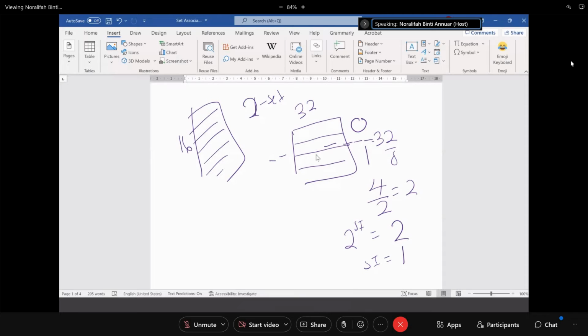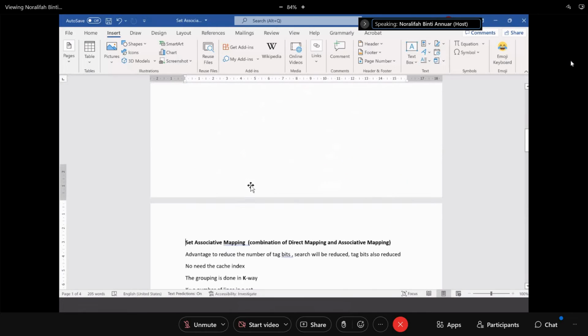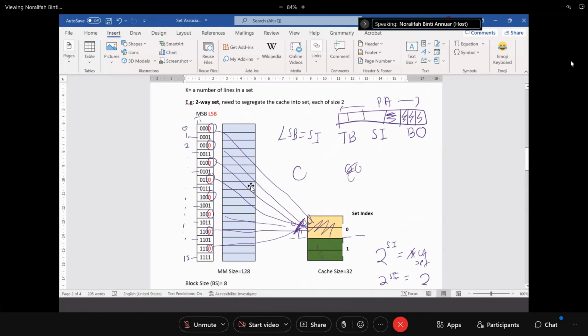So you have 16 blocks, but which block can be in which set? Okay, you ada 2 ni, tak ada address, so dia ada 0 dan 1 saja. So, let's see here. Your set index is the least significant bit. Okay, your set index is the least significant bit. But how many bits are there? 1, 1 saja. So least significant bit is on your right. Okay. So 1 bit 0.